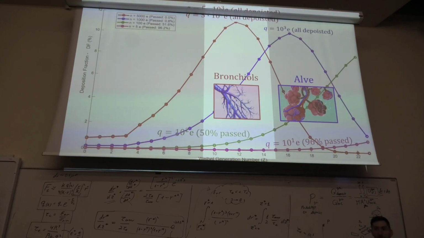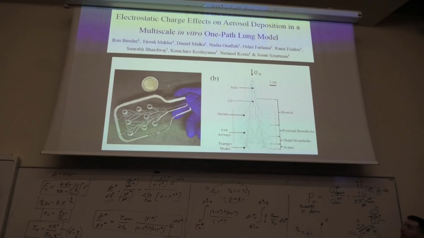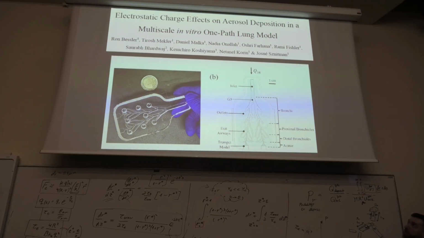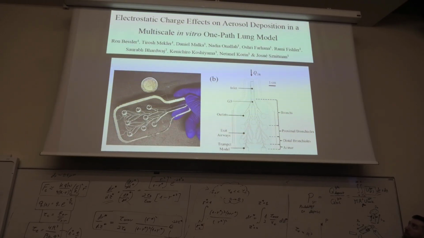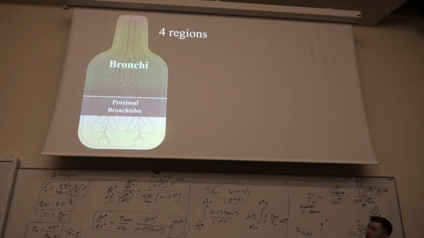So we can use the electrostatic charge in order to govern where particles would deposit inside the lungs. And we proved it in an experiment. So this is a paper that I published with amazing people that are here in the audience. And we built this lung model, lung on a chip. And we split this model into 4 regions: bronchi, proximal bronchiole, distal, and acinar.